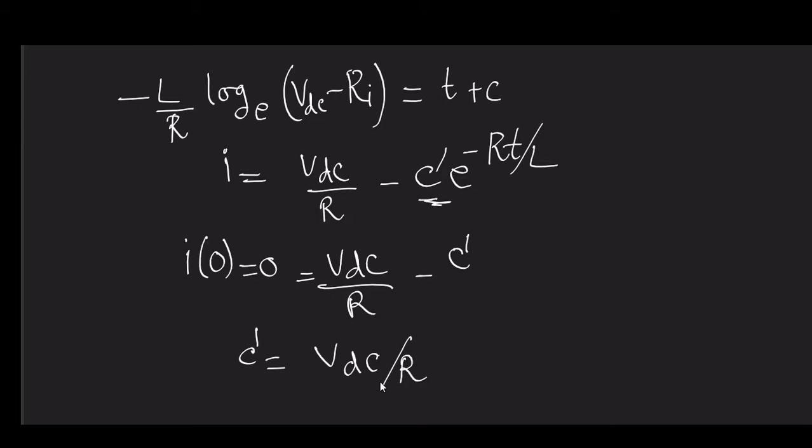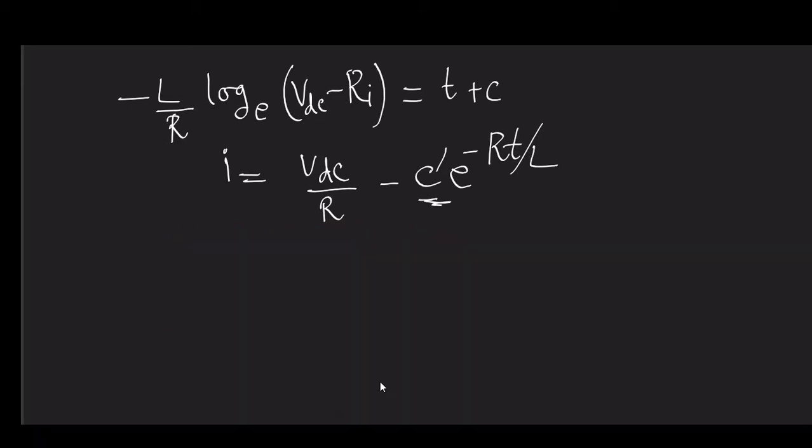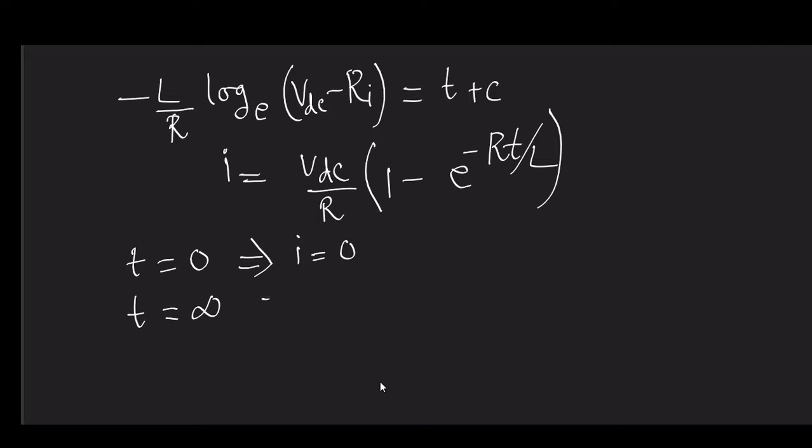In a nutshell, after finding the value of C dash from your boundary condition, this equation will become our very popular one, and that agrees well with our standard understanding that initially when t is equal to 0, your current i is equal to 0, and if you put t is equal to infinity, then your current i is equal to VDC by R. And that goes well with our own understanding.